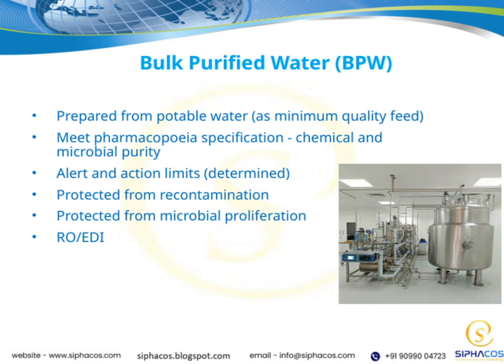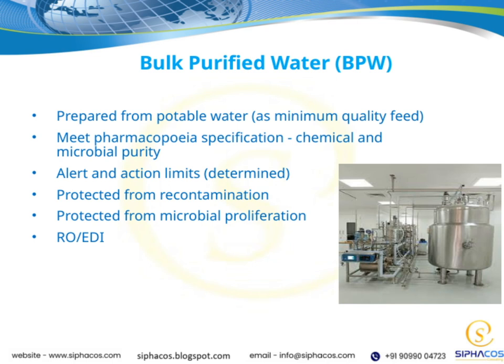We also determine alert and action limits. These are thresholds set to monitor the water quality continuously and prompt corrective actions if needed. Protection from recontamination is a key point here. Once purified, the water must be kept free from any new contaminants. Similarly, preventing microbial proliferation within the storage and distribution systems is crucial because bacteria can multiply rapidly if conditions allow.